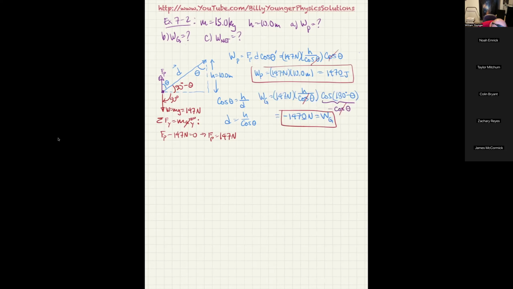Now, that's part B, and that's part A. Now we can do part C, which says W net is equal to 1,470 joules plus negative 1,470 joules. I don't know why I wrote newtons all of a sudden, but I did. So this is actually 0 joules net. And they told us that it wasn't supposed to accelerate. So if he started off at zero velocity, he should stay at zero velocity. That's why the net work done was zero.